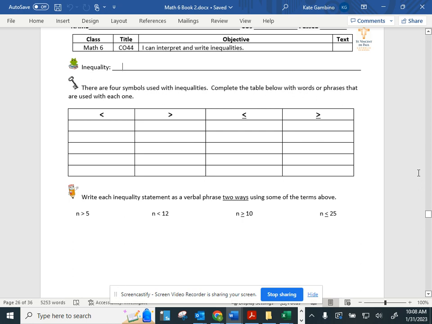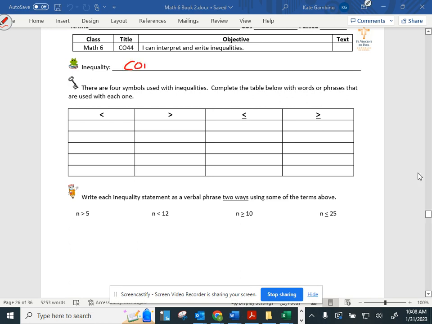Good morning. We are starting our new unit, Unit 6. We are going to be working with inequalities. So we're starting with CO44. I can interpret and write inequalities. So the first thing we have to do is know what an inequality is.